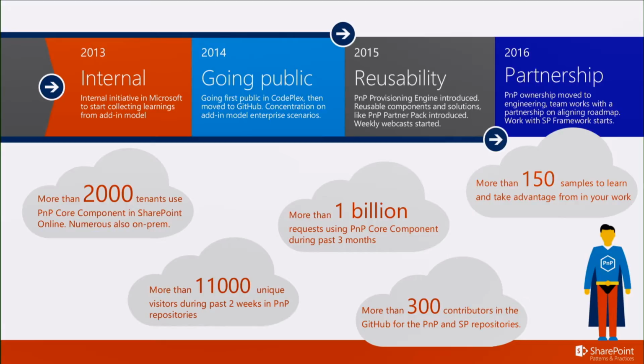I wanted to show some numbers because we're super excited about them. People are always slightly scared: can I use the PnP core component or the provisioning engine or not? We now have 2,000 tenants in production where the PnP core component is being used. We have more than 11,000 unique visitors on the GitHub PnP repositories within the past 2 weeks, because GitHub only gives us the past 2 weeks and doesn't give us more statistics. We have more than 1 billion requests coming through the Office Dev PnP core component within the past 3 months.